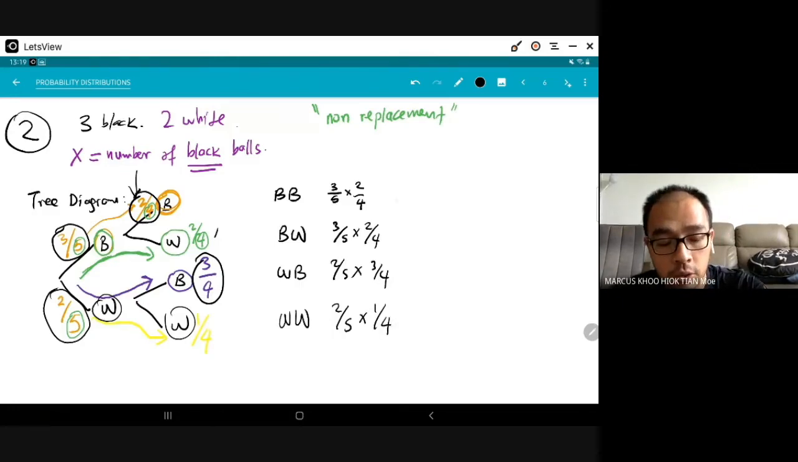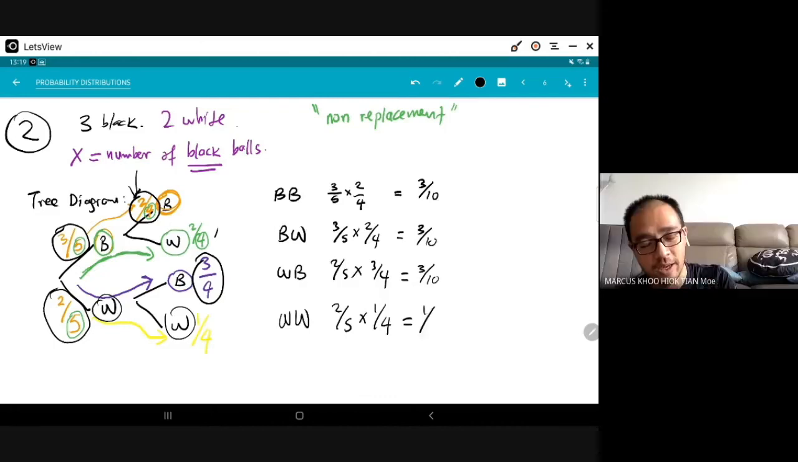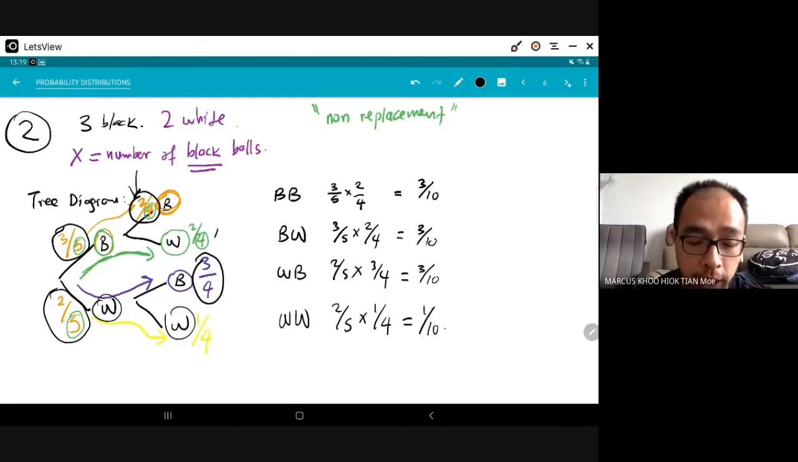Now I'm going to, sorry, can somebody please calculate this for me? I'm very lazy to calculate now. So can somebody calculate this for me? Give me the black how much, black white how much, white black how much, white how much? Black 3/10. Okay. Black white 3/10. Okay. White black 3/10. So boring, right? Sorry, the last white 1/10. Okay, 1 over 10. Okay.